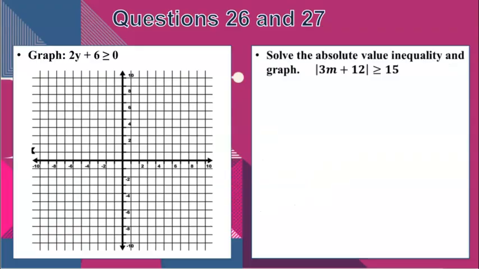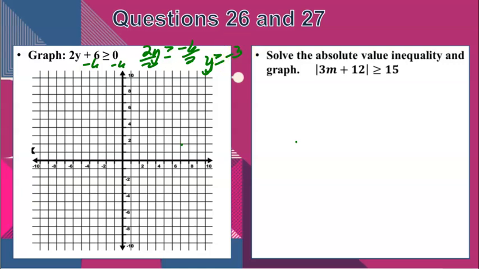Question 26. Graph 2y plus 6 is greater than or equal to 0. So I want to get y by itself. So to do that, I'm going to subtract 6. So now you have 2y is greater than or equal to a negative 6. Divided by 2. My inequality is going to be y is greater than or equal to a negative 3.